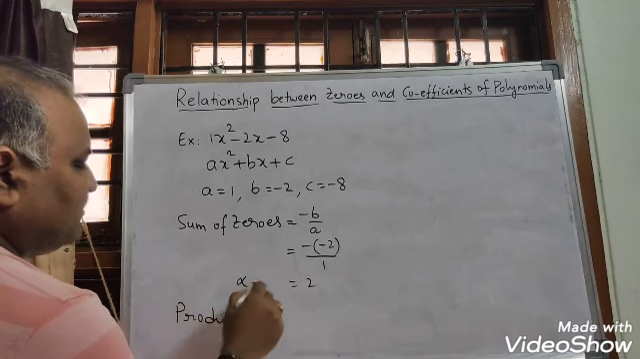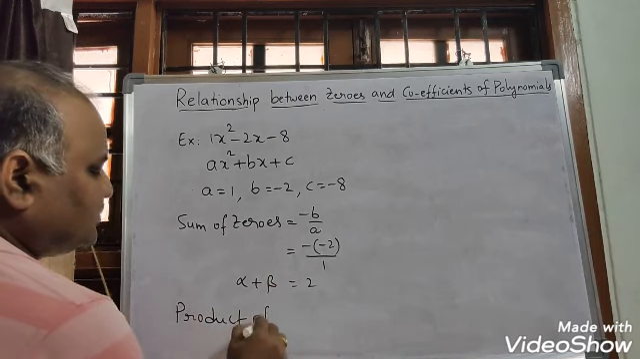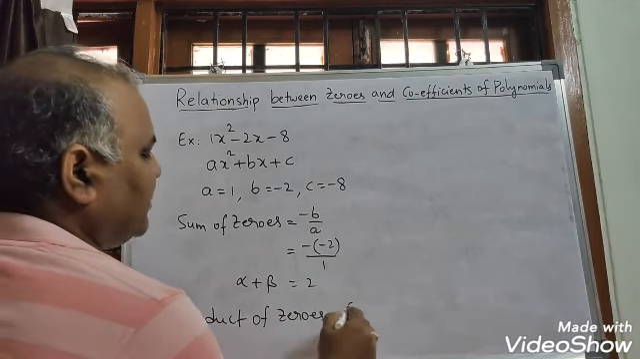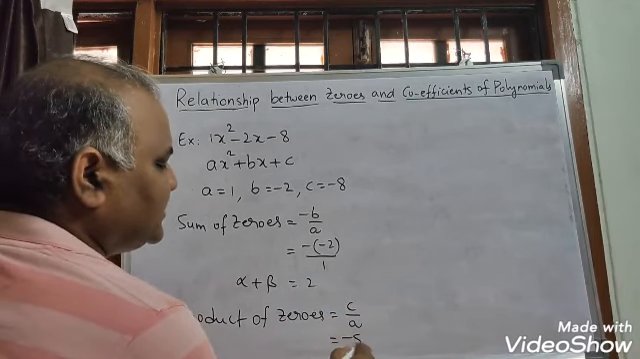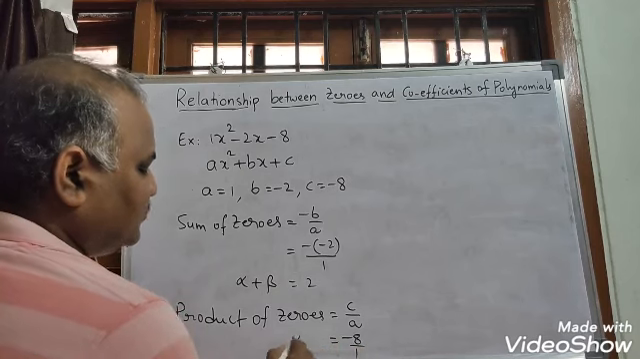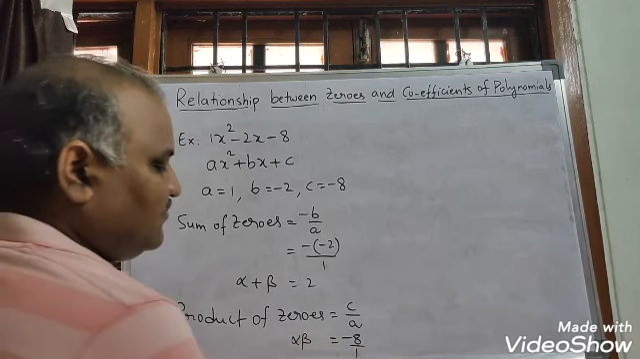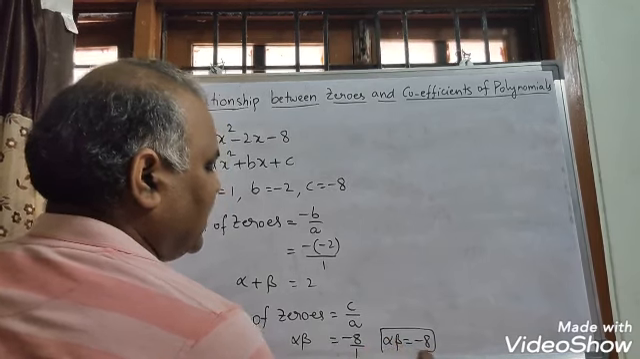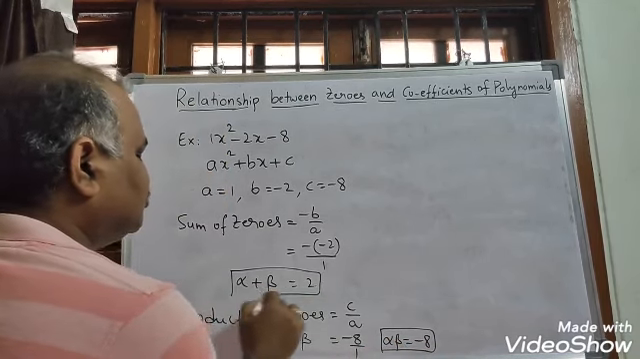Now product of zeros. Here the sum is alpha plus beta. Product of zeros you take. What is the product of zeros here? It is c by a. c means minus 8, by a which is 1. So this is nothing but alpha beta. So alpha beta we got as minus 8, and alpha plus beta we got as 2.